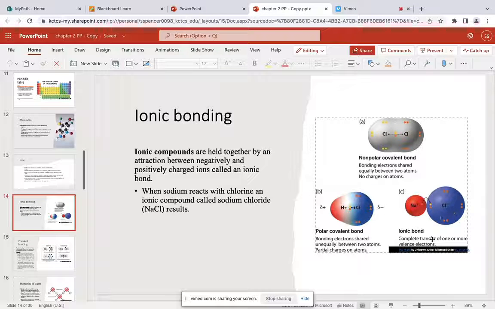So it's just a complete transfer of one or more valence electrons. Again, we don't need to go into this in huge depth. I just need you to know that ionic bonding is an attraction between negatively and positively charged ions. And again, definitions are important, guys. You have to have a solid foundation before we move on.